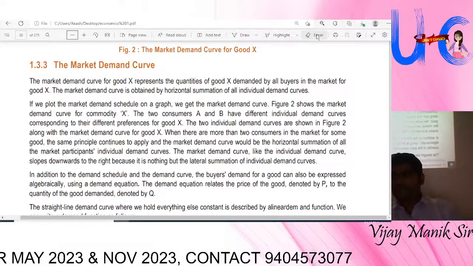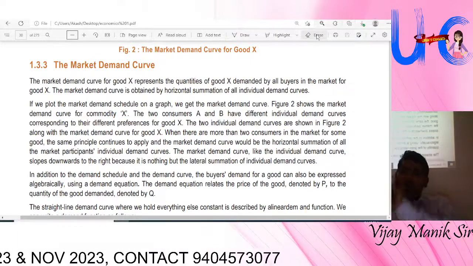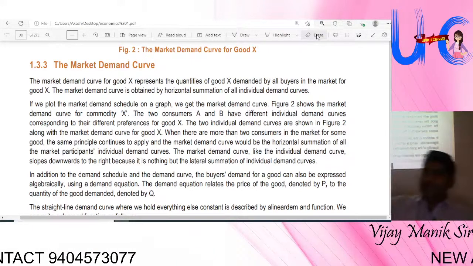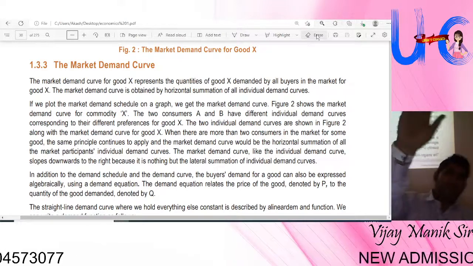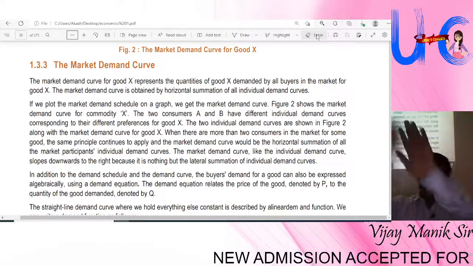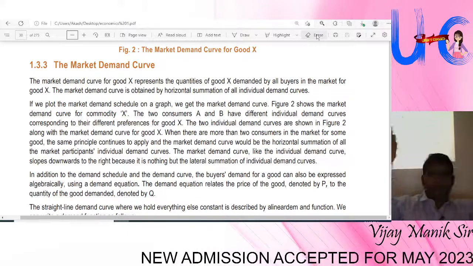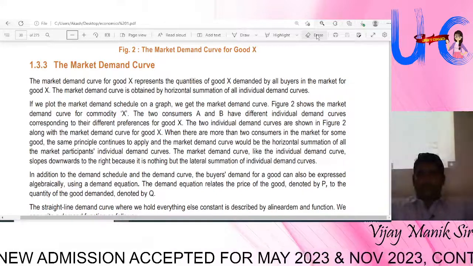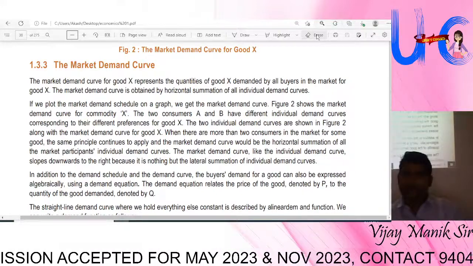Did you understand? It is horizontally added one by one. Horizontally means one demand curve is there, second demand curve is there, third demand curve is there, 1 plus 2 plus 3 equals. So it is in a horizontal line. Did you understand?